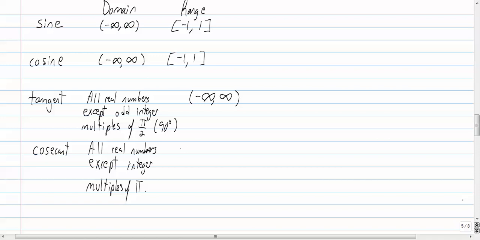So the way that we can write the range for cosecant is from -infinity to -1 with a bracket because it can equal -1, union with 1 to infinity. So all the answers that I get out when I take the cosecant of something will be less than or equal to -1 and greater than or equal to 1.